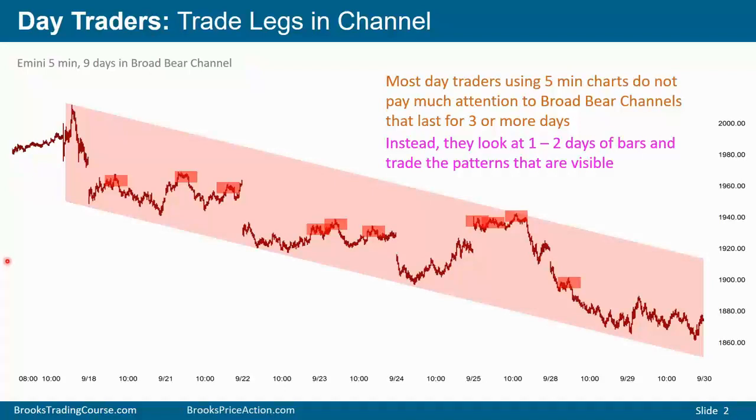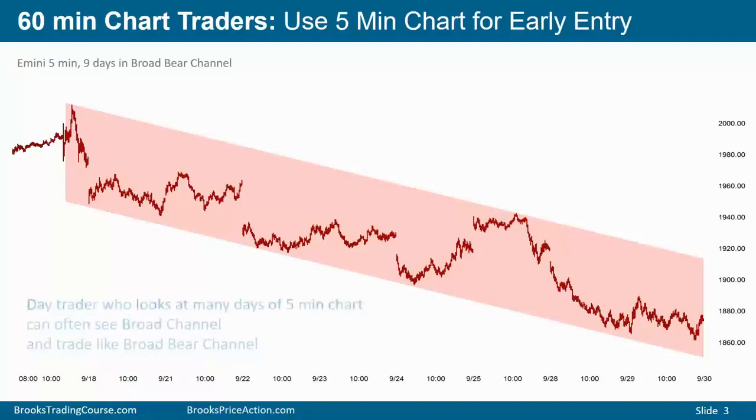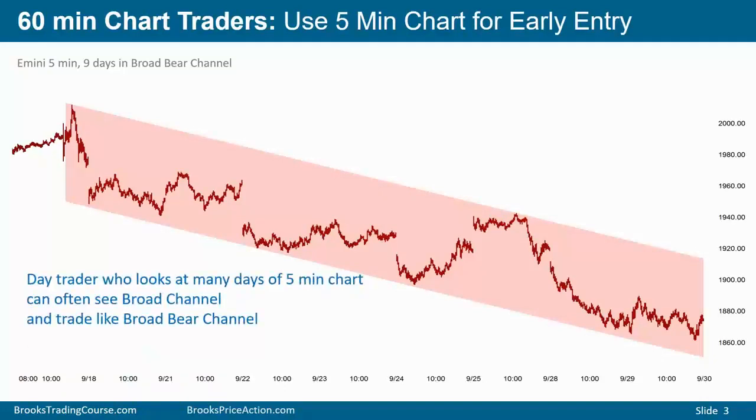It's a bear trend, and therefore traders should look to sell, and they certainly should be looking to sell reversals down from rallies. If you do look at a 60-minute chart or a 15-minute chart, you'll be able to see that the market is in a broad bear channel, and therefore, in general, it'll be easier to make money selling because the legs down, in general, are bigger than the legs up.